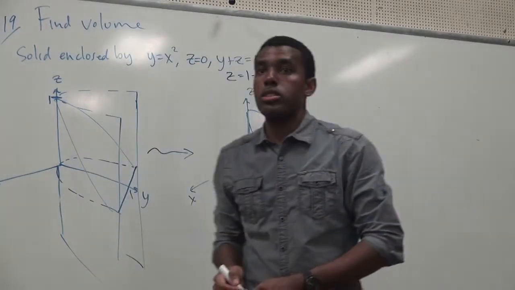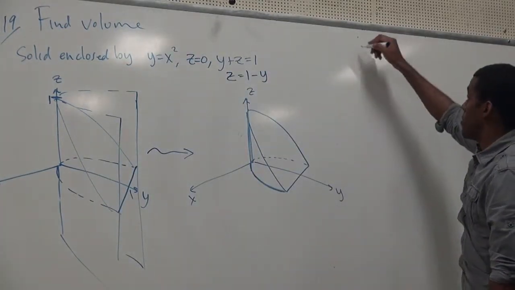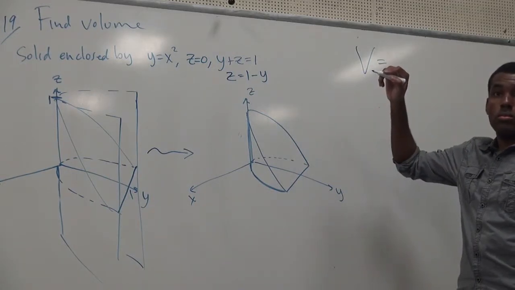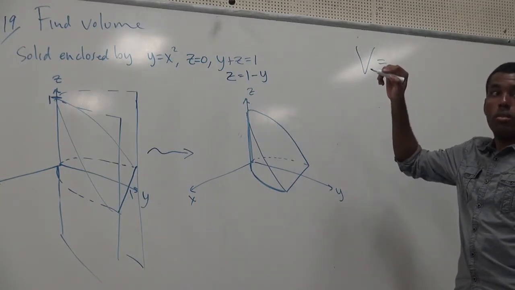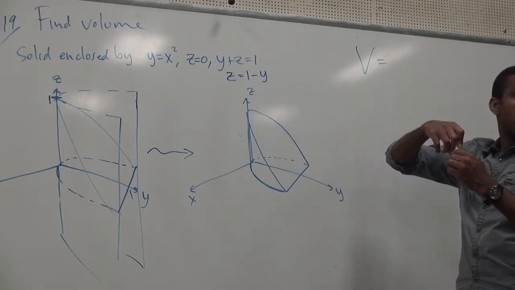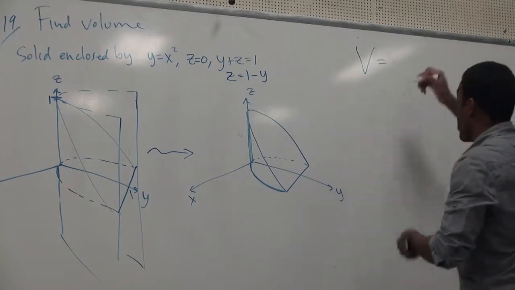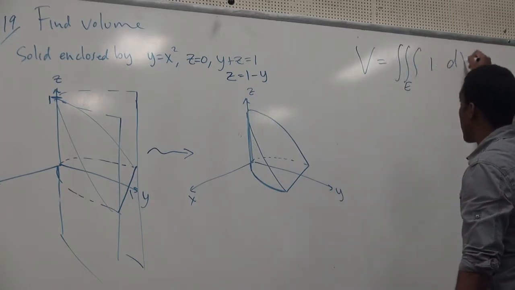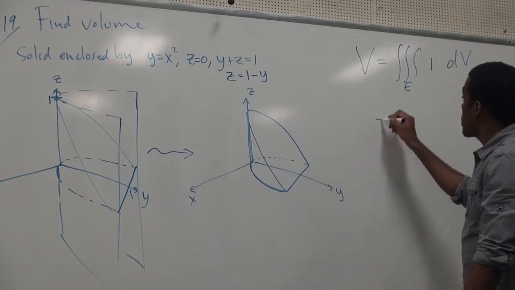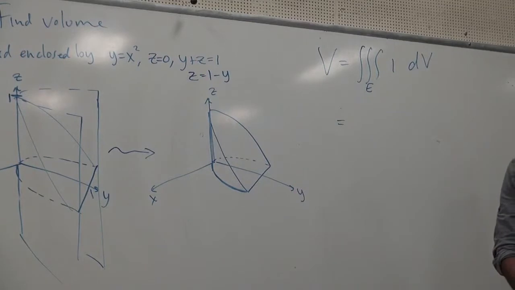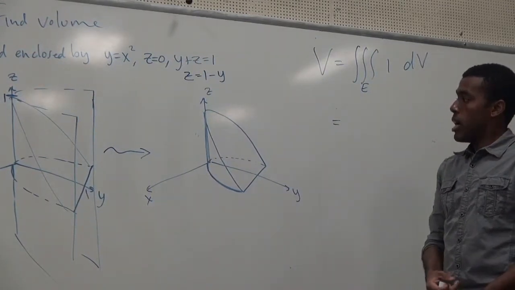Use a triple integral. So how do we find volume by triple integral? What's the general formula? Triple integral of 1. You always integrate 1. So you find the triple integral over the solid, you integrate the function 1. That's how you find the volume. So now this is our solid, so we're going to figure out how to set up the limits for this. And how would we set it up?